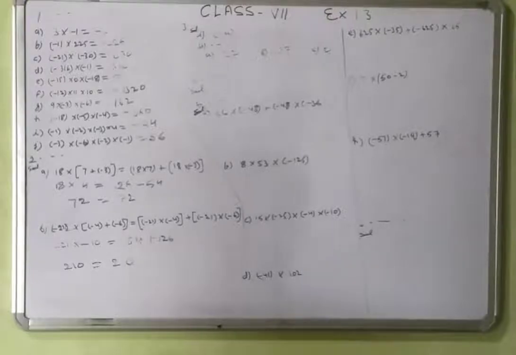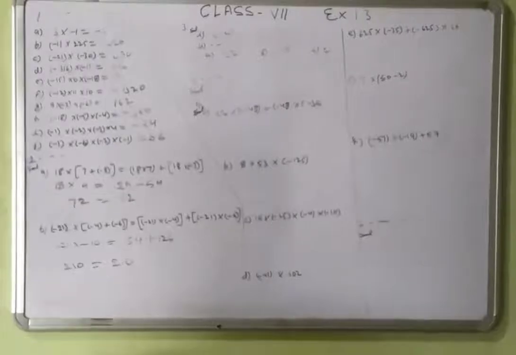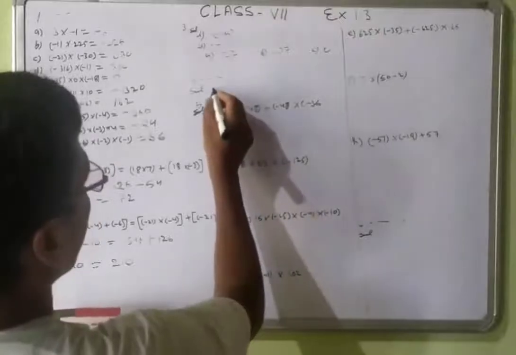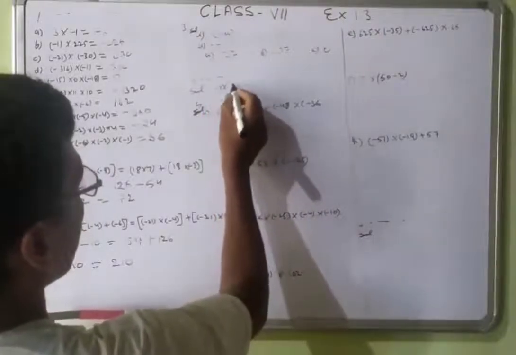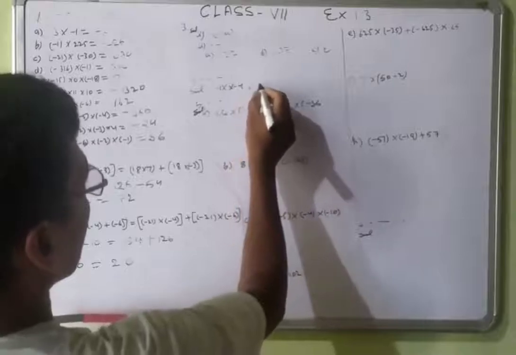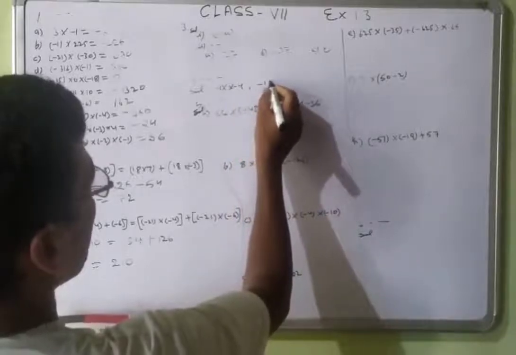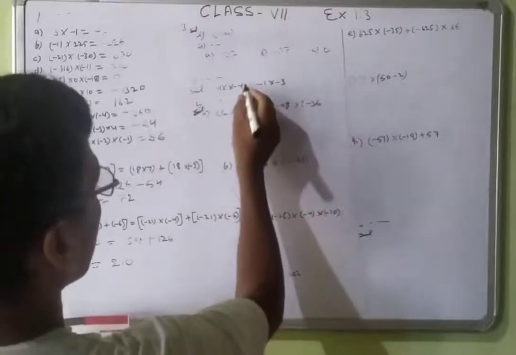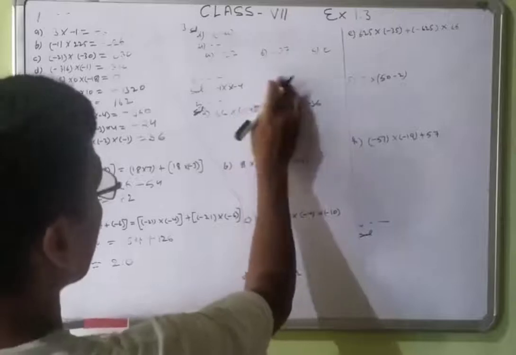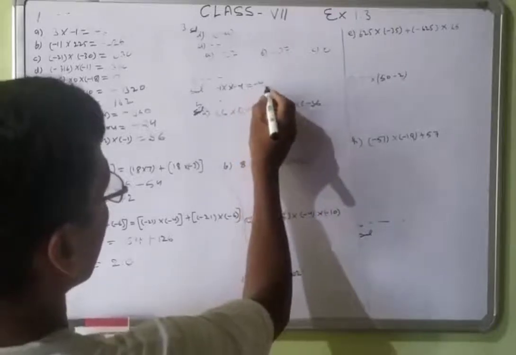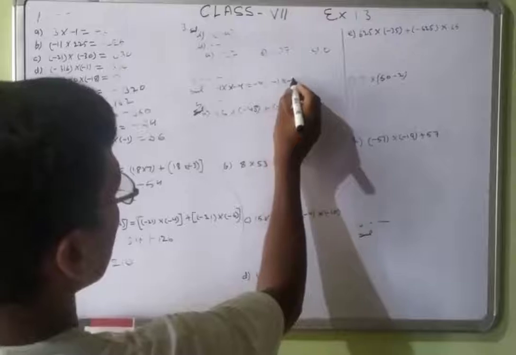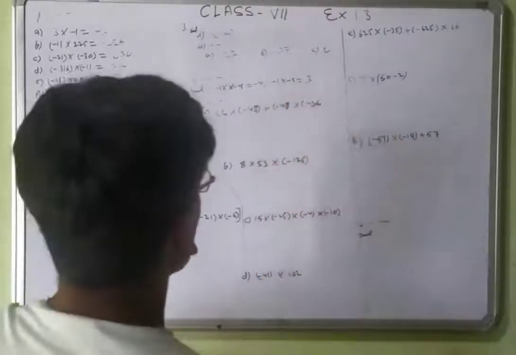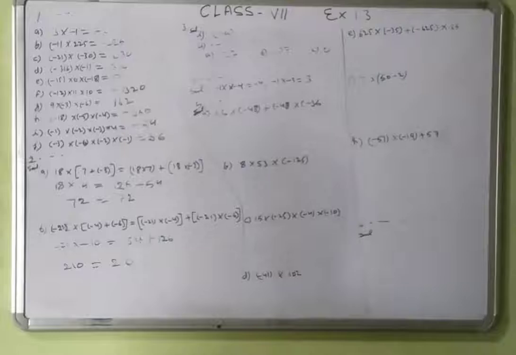Question number 4. Starting from minus 1 multiplied by 5, write various products showing some pattern so that minus 1 multiplied by minus 1 is equal to 1. You can write anything: minus 1 multiplied by minus 4 is equal to 4, minus 1 multiplied by minus 3 is equal to 3. Similarly, you can write more pairs.